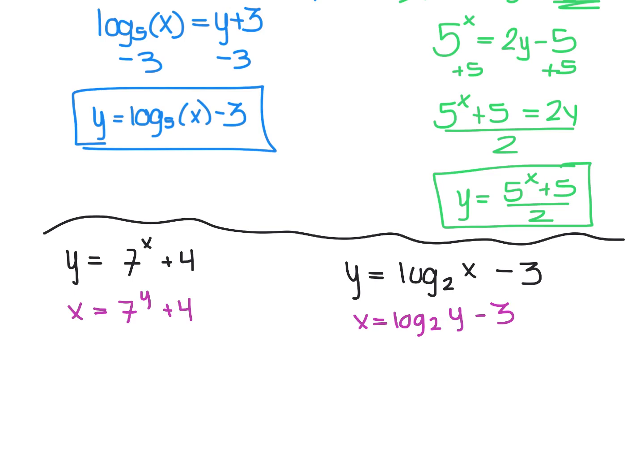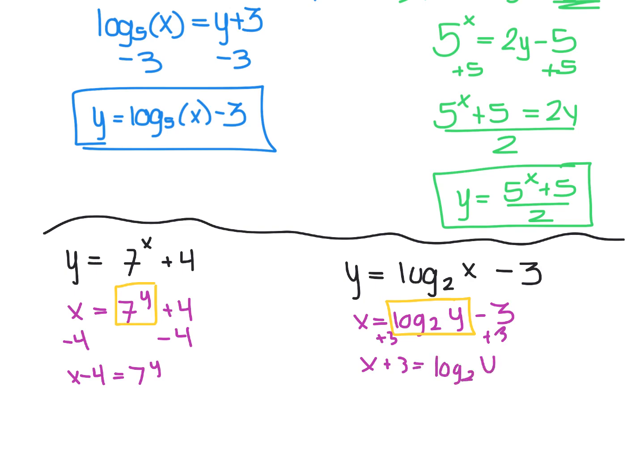However, in order to undo the logarithm or the exponential, they have to be by themselves. So in each of these cases, you would need to make sure that you take the time to rewrite your expression a little bit further before you try to undo the logarithm or the exponential. So for example, in the first example I have going on here, I would subtract 4 from each side. So I would have x minus 4 is equal to 7 to the power of y. And then here, you'd add 3 to each side. So I'd have x plus 3 equals log base 2 of y.